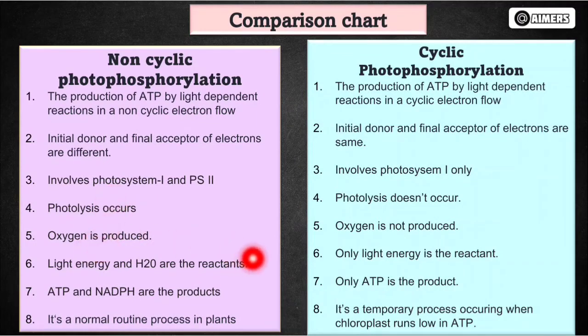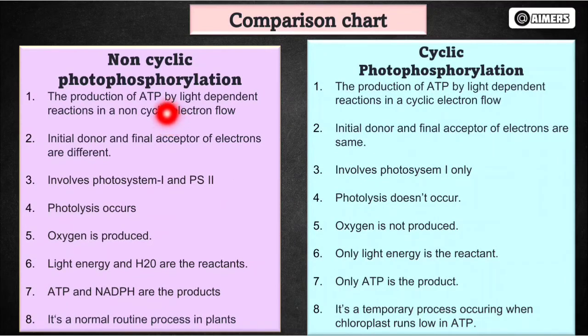The next point is that ATP and NADPH are the products. Both of these products are formed, while in case of cyclic photophosphorylation, only ATP is the product because the chloroplast was running low on ATP. And the last point is that non-cyclic photophosphorylation is a normal routine process in plants. On a normal routine or daily basis, non-cyclic photophosphorylation takes place in plants.